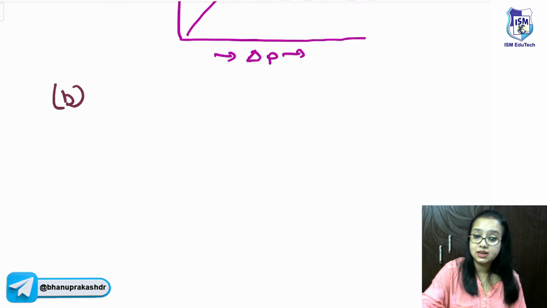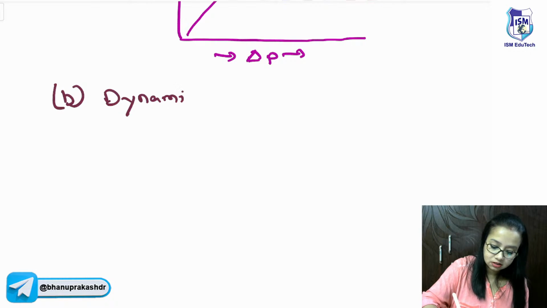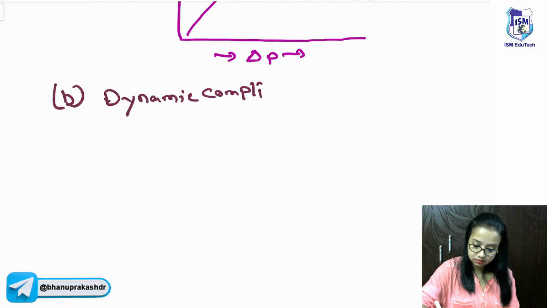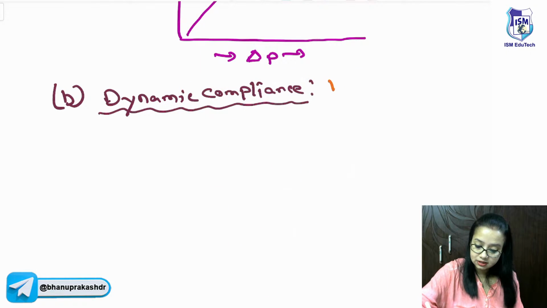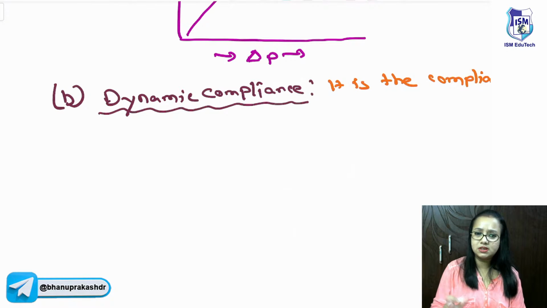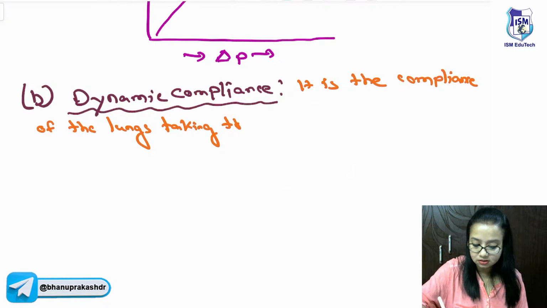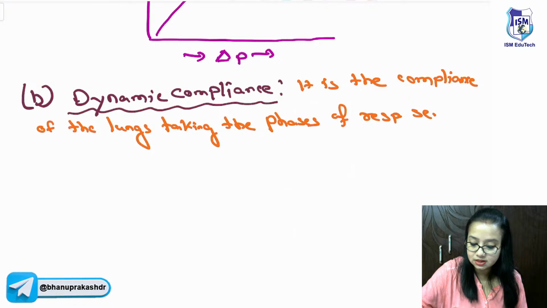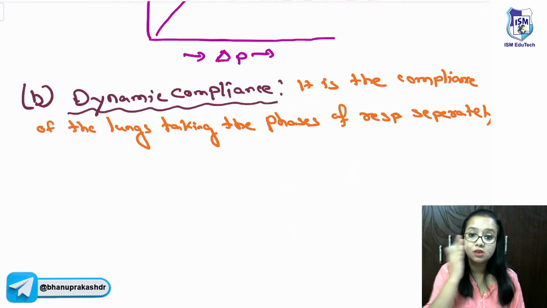Whereas if we take this study, the stretchability separately during inspiration and expiration, it becomes dynamic compliance. So dynamic compliance, we can write, is the compliance of the lungs taking the phases of respiration separately. Compliance means stretchability, distensibility, whatever. Like how much the lung is stretched out or inflated during inspiration and how much during the expiration.